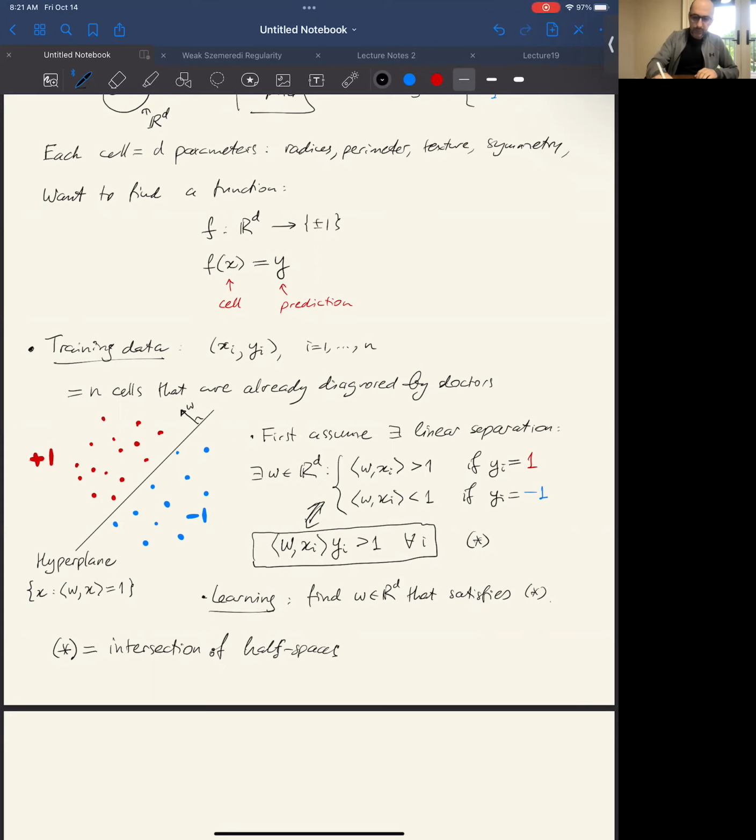Either way, this condition is just an intersection in W. If you think about W, it's just an intersection of half spaces. Each condition defines the subspace in which W must lie, and so we have n of them. So maybe it looks something like this. Each condition defines some subspace like this, and eventually we would like W to lie in all of them, like here.